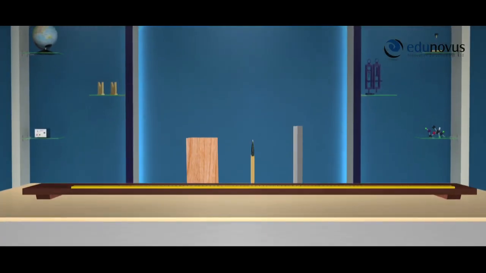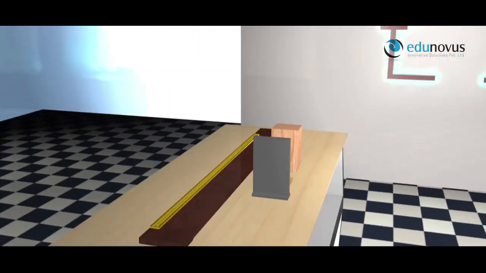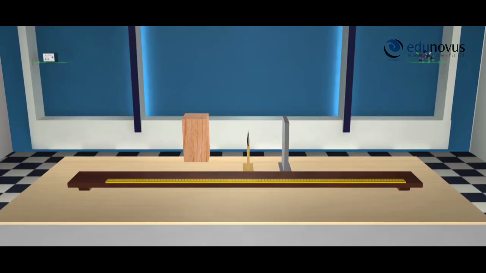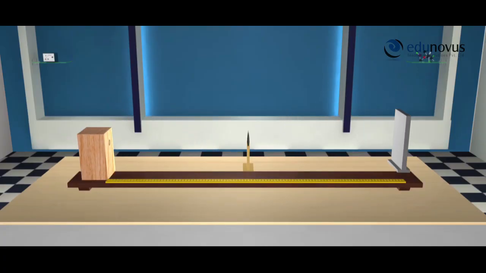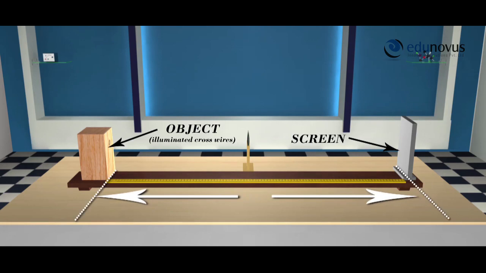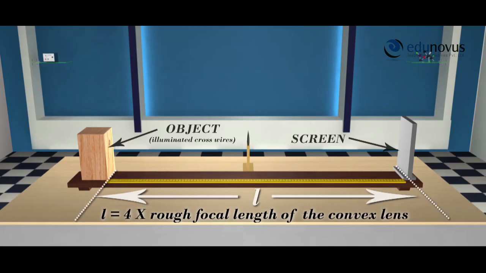Lens displacement method, or conjugate foci method. In the lens displacement method, the object, that is the illuminated cross-wire, is placed on one end of the optical bench and the screen is placed on the other end of the optical bench. Here, the distance between the object and the screen is L. We need to make sure that L is more than 4 times the rough focal length of the lens.